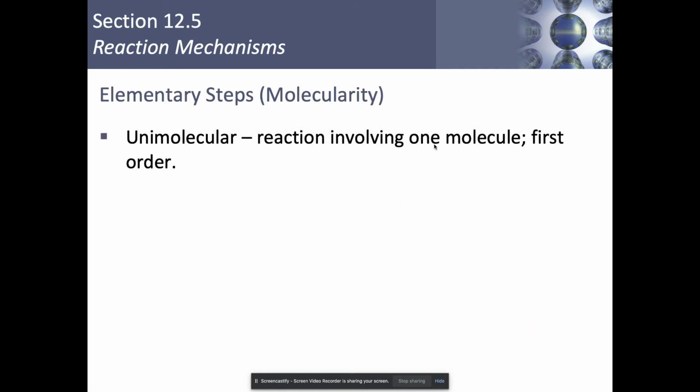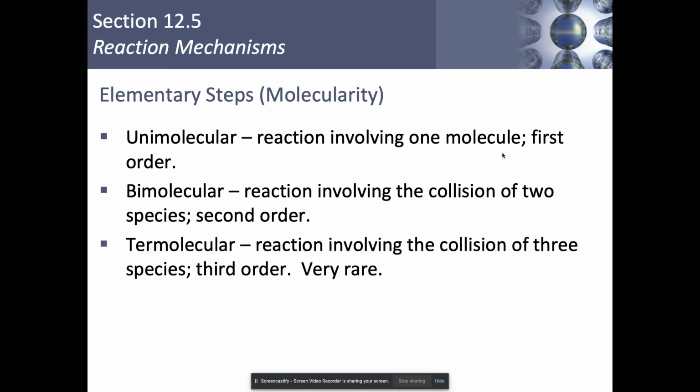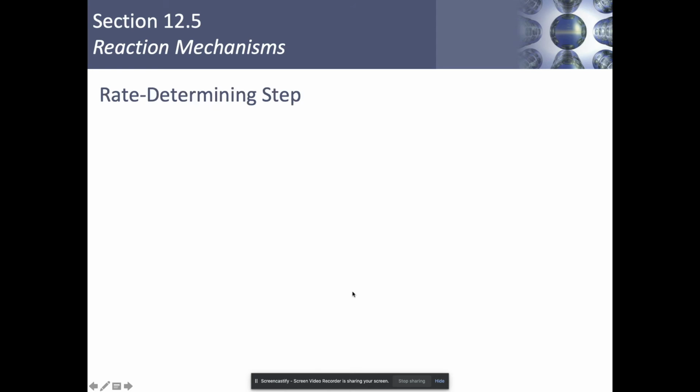So what we like to call these elementary steps are the molecularity of the reaction. And so a unimolecular reaction is a reaction that only involves one molecule, and that is a first order reaction. Bimolecular reactions involve the collision of 2 molecules. We call those second order reactions. Termolecular, now again, that's super rare, which is why we didn't even do third order reactions when we were looking at equations and stuff. It involves a triple collision, and it's very rare, but that's a third order relationship.